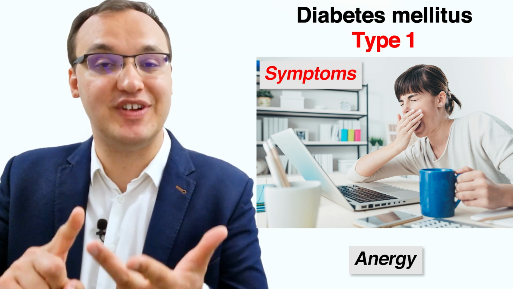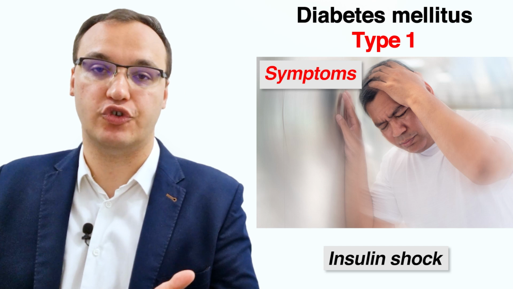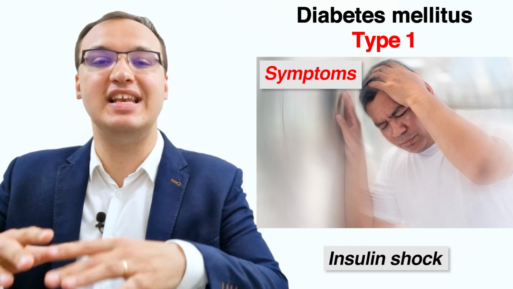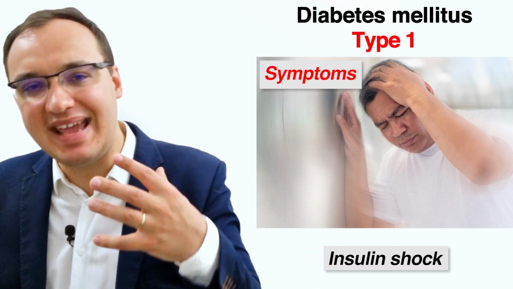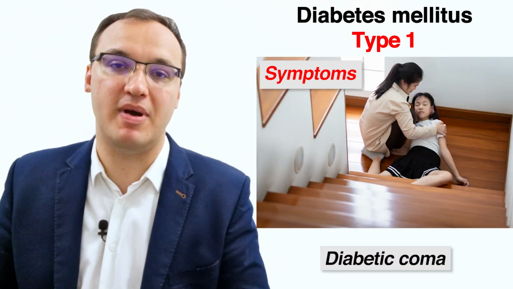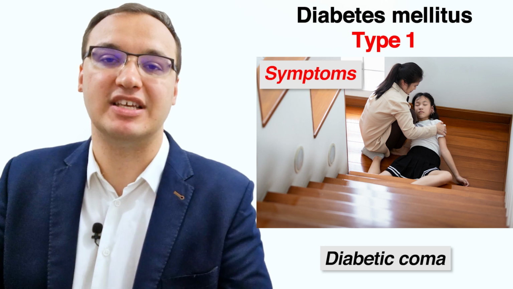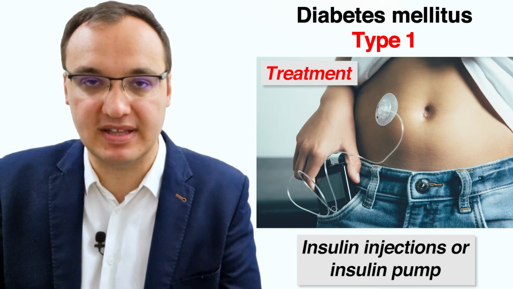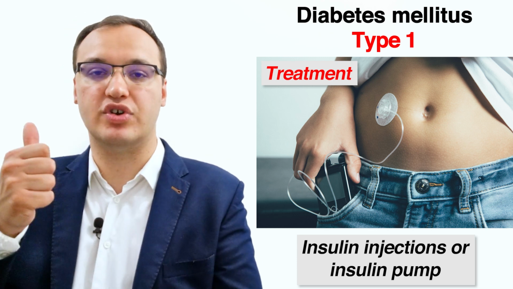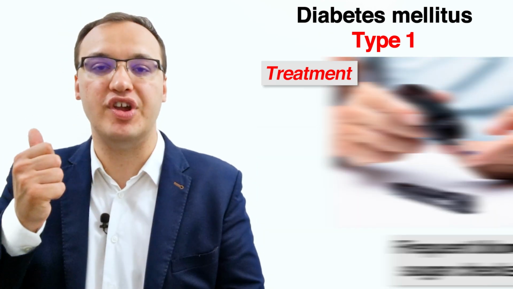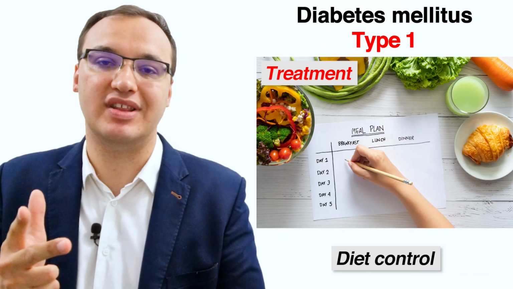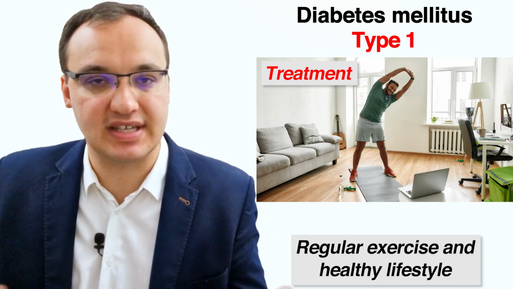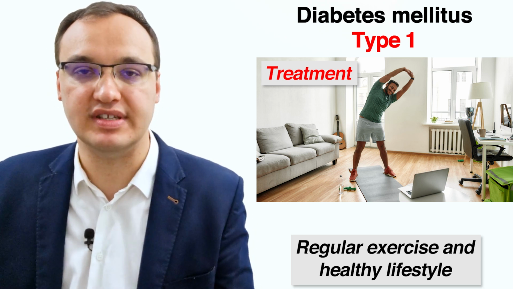And apart from characteristic symptoms such as frequent urination, thirst and fatigue, insulin shock can also occur in type 1 diabetes, and insulin shock can be described as a feeling of dizziness, sweating, paleness, and a diabetic coma is also possible, and this is described as partial or complete loss of consciousness. And treatment for type 1 diabetes involves insulin injections or the use of an insulin pump, frequent blood sugar checks, and carbohydrate counting or diet control. Regular exercise and a healthy lifestyle also are encouraged, as for all diseases.